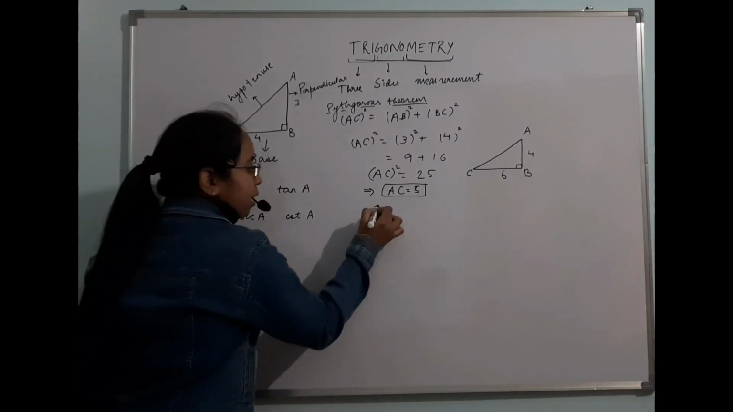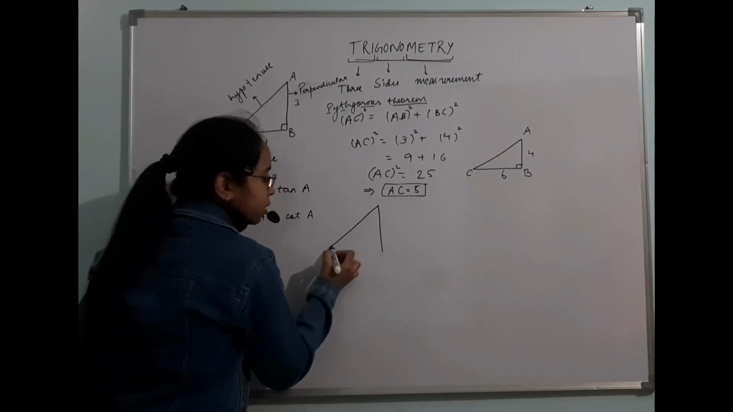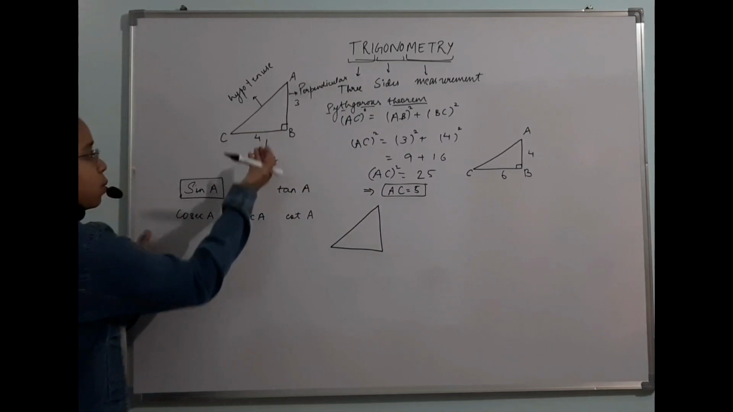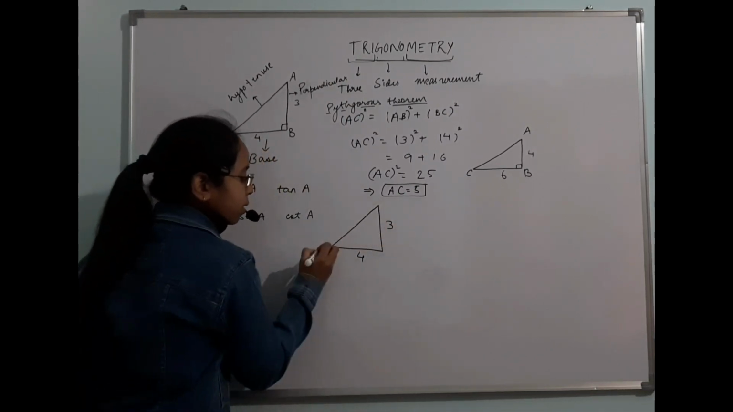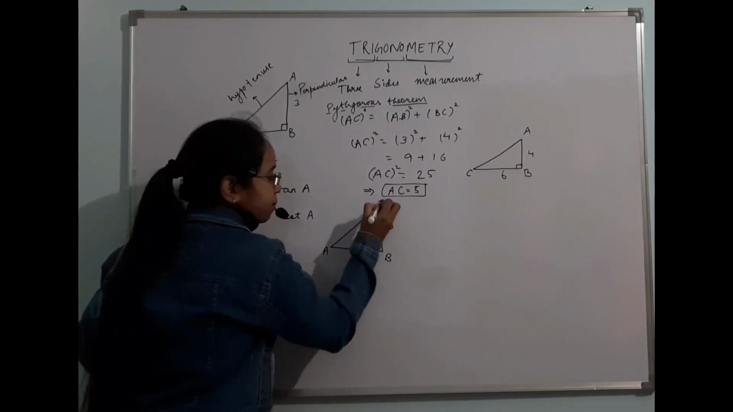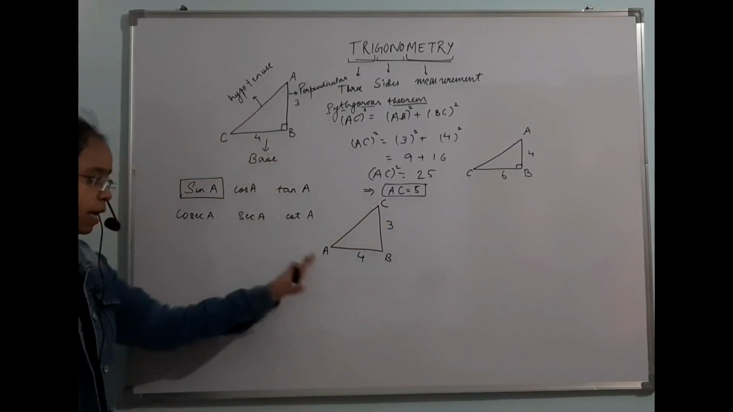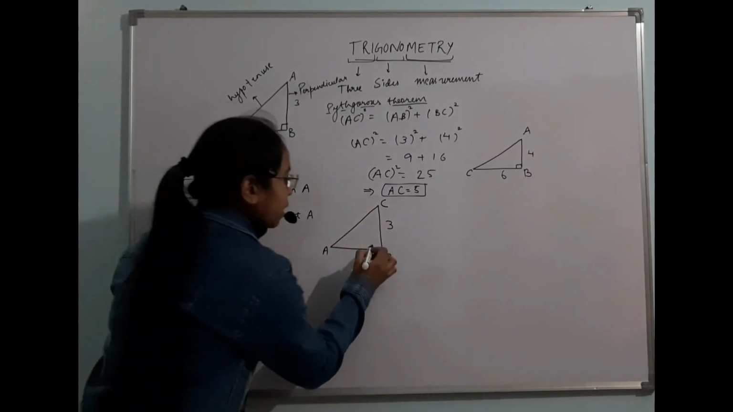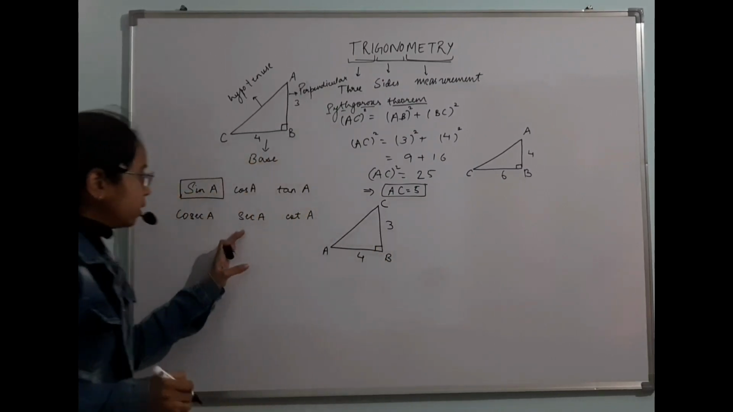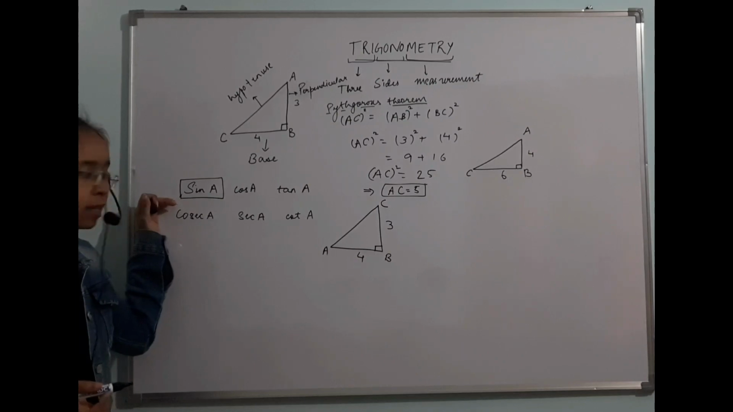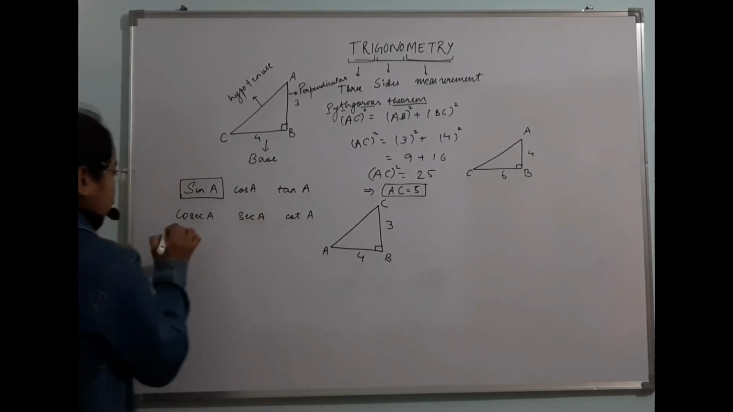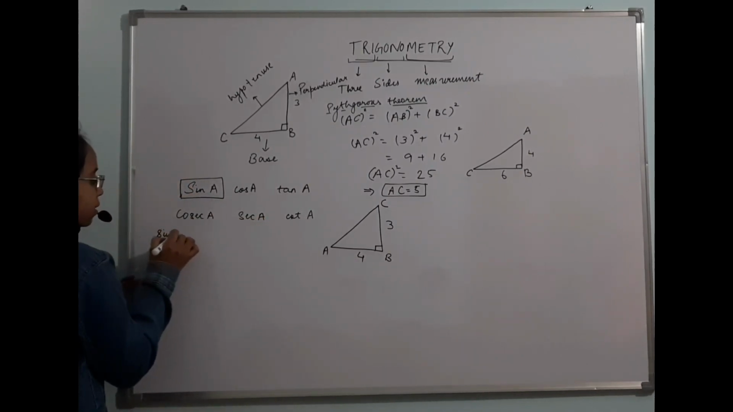Now we have a right angled triangle. Let's suppose this only. One side is 3 and the other one is 4. We are naming this triangle as ABC, here A and this side C. B is our right angle. And we are required to find the ratio of sine A. Now, to find this ratio, we have the formulas.